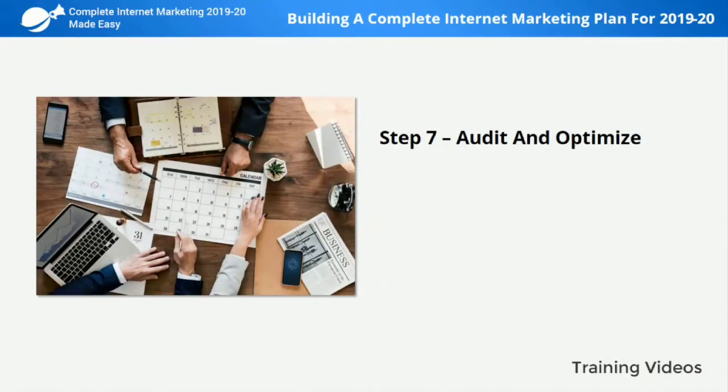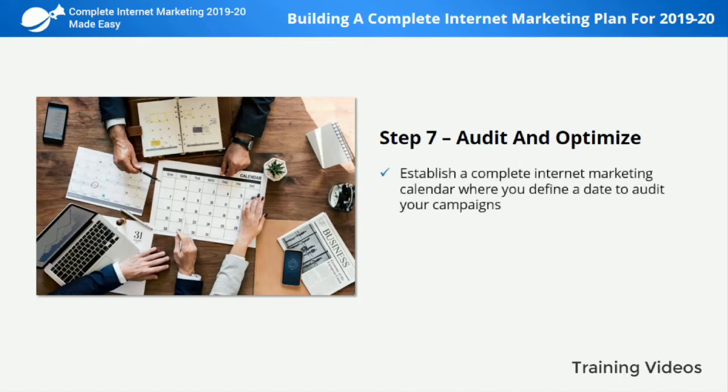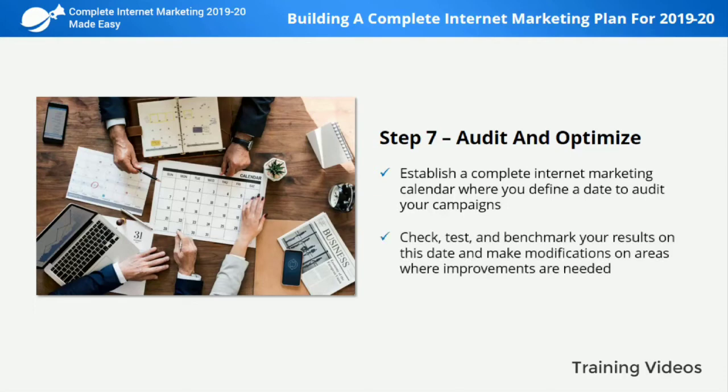Step number 7. Audit and optimize. Establish a complete internet marketing calendar where you define a date to audit your campaigns. Check, test, and benchmark your results on this date and make modifications on areas where improvements are needed. For example, if one of your articles is getting low bounce rates from social media traffic but a low number of visits from search, it might mean that you need to modify the article headline and metadata.